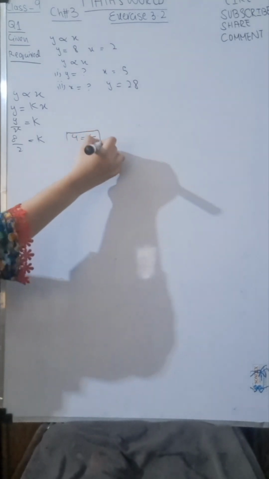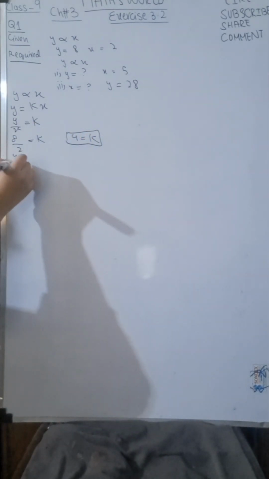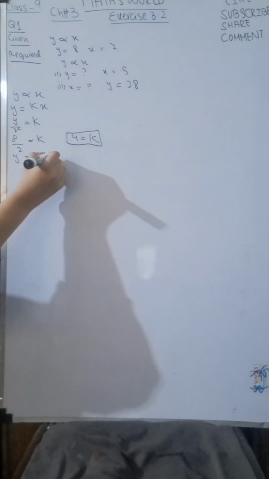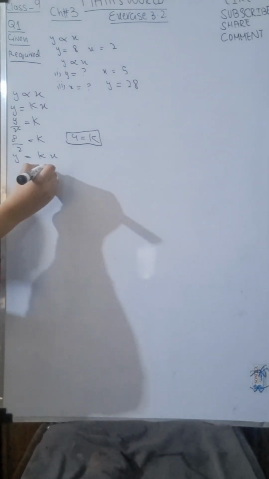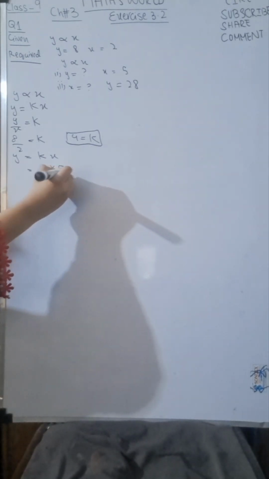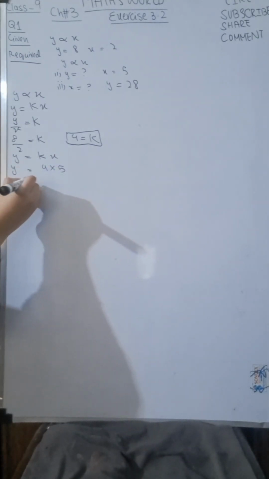Now you're going to use this value of k and find the respective values. So you can write y is equal to kx. In the first condition, your y is to be found and x is 5. So put the value of k, this is 4, and x is 5, and y is equal to 20.